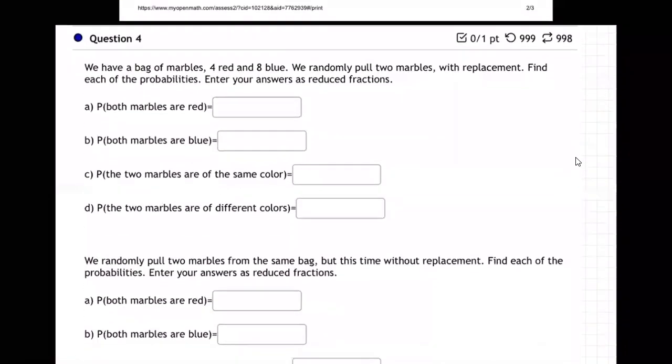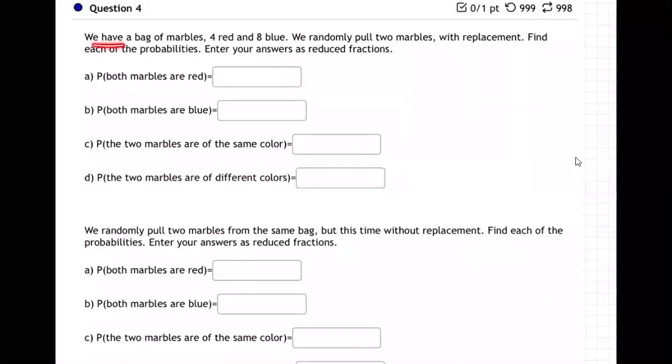Okay, so here we go on this question. It says we have a bag of marbles, 4 red and 8 blue. Everybody has different numbers, so this one is going to be random. We randomly pull 2 marbles with replacement. Find each of the probabilities.